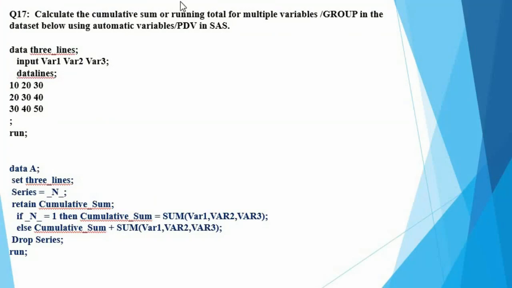So, calculate the cumulative sum or running total for multiple variables. Here we have to make a small change. Now, we are using it for multiple variables. For that, we have to use only the sum function. The sum function and then the list of variables that we want as cumulative sum, var1, var2, var3, then everything else will be the same as we calculated for a single variable. If you notice, again I am using a drop option to drop the serial number. I hope it is clear.